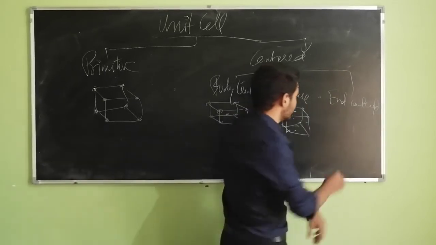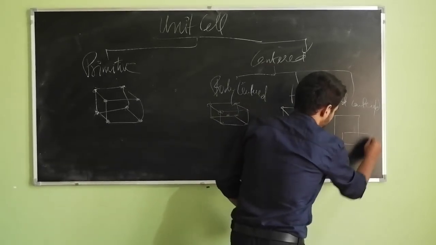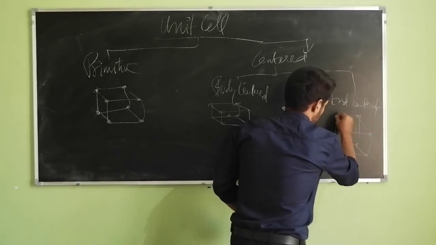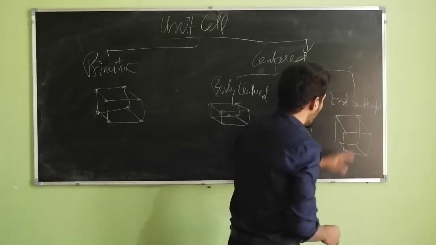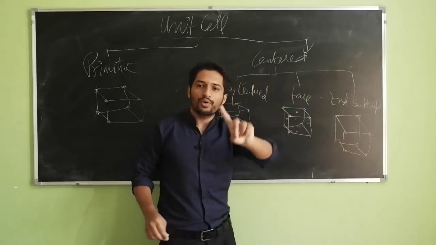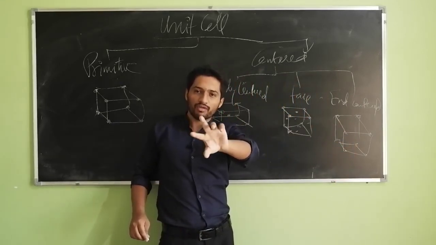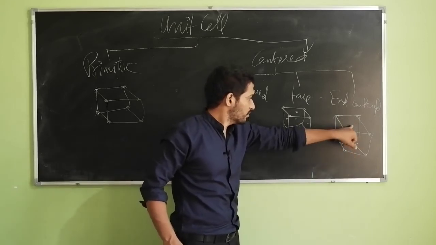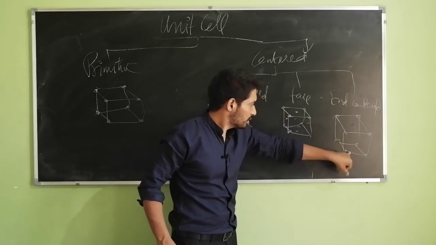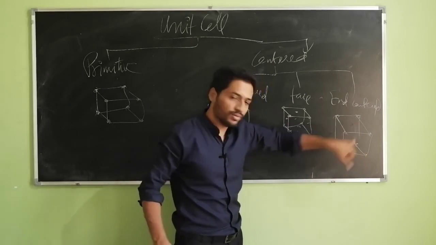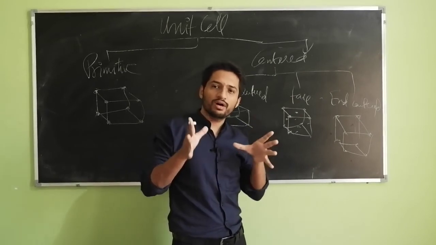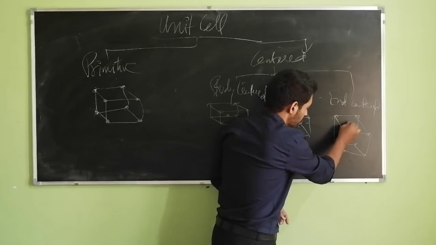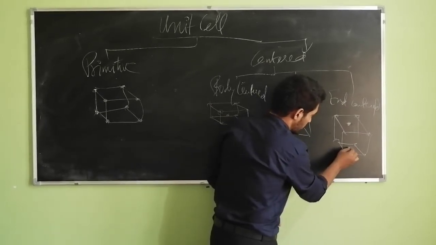Alright, so the last one is end centered. We'll have them at the corners, and we'll have them at one of the pairs of opposite faces that we have. So let's say in this case of end centered, we have one pair, either left and right or either front and back. Either of the pairs, the constituent particle will be there. So let's say if I have it here, the other has to be here. That's it.